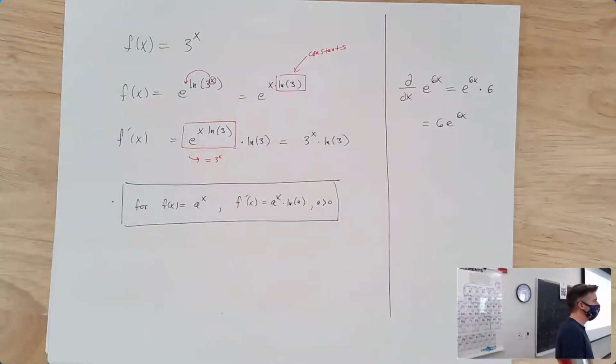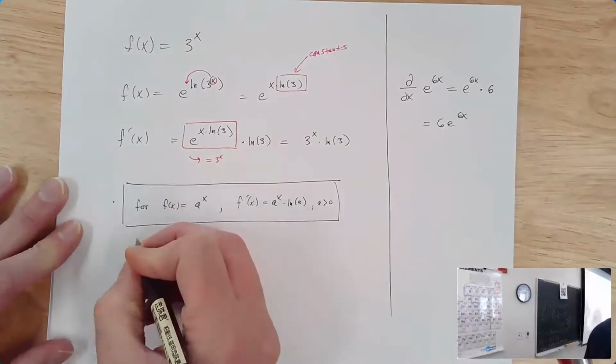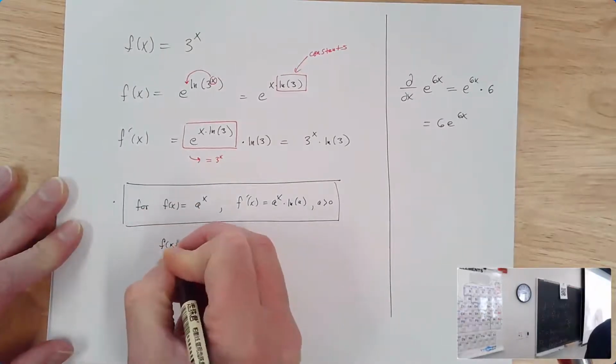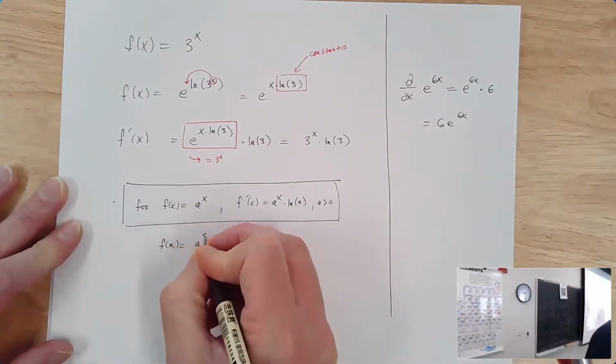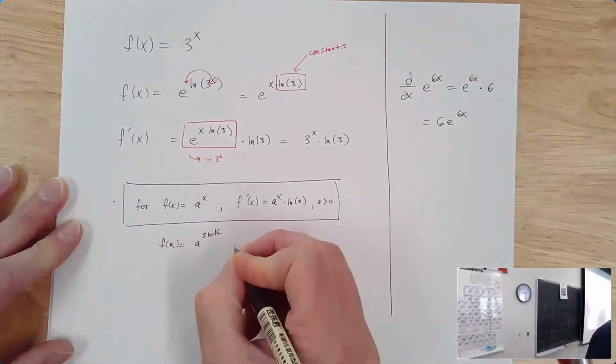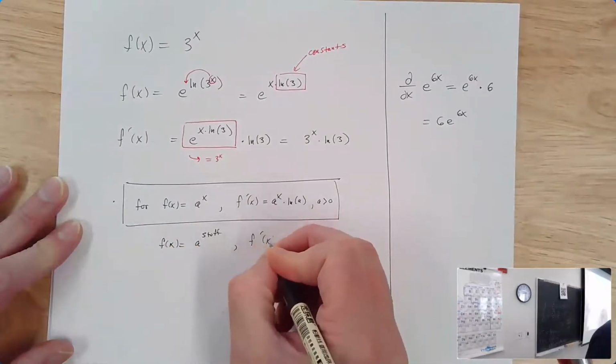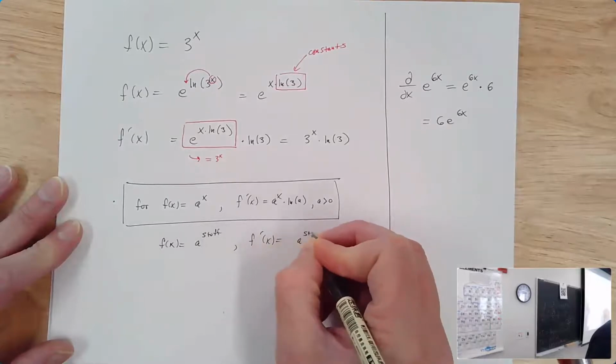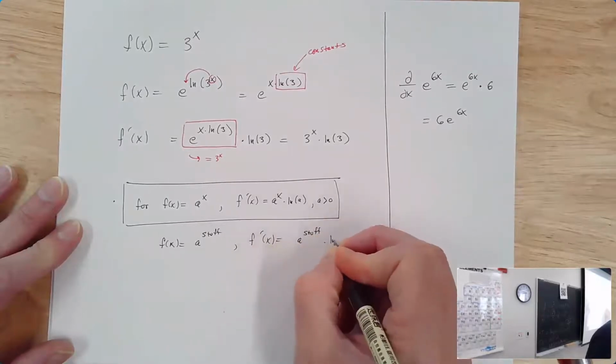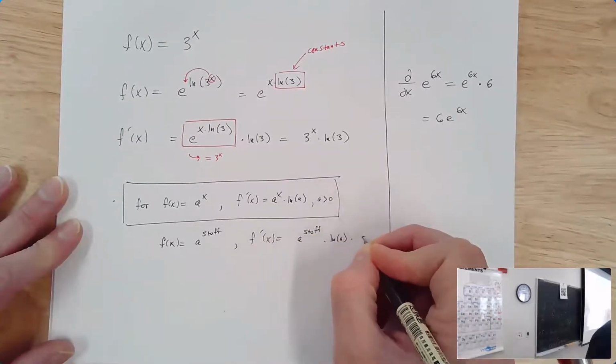And then, if we know how to take the derivative of something, there's automatically a chain-rule version of it, where we just take your x and replace it with stuff. So in a similar way, if f of x is equal to a to the stuff, then the derivative is a to the stuff times the natural log of a times the derivative of the stuff.